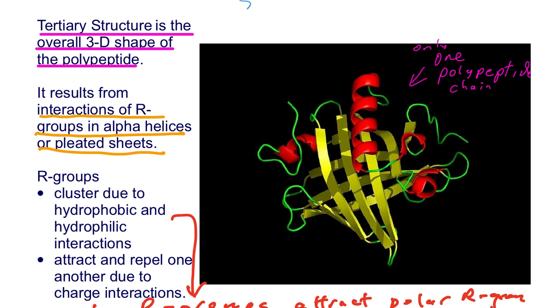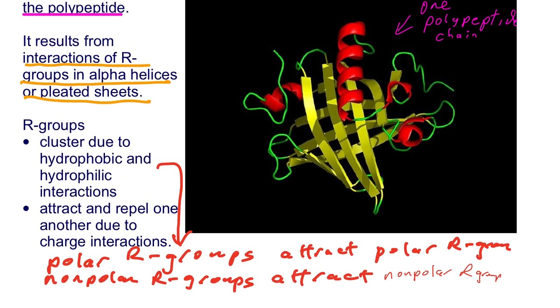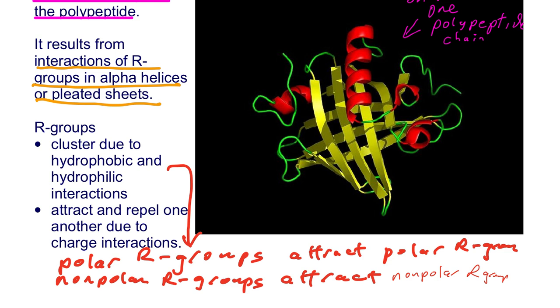Tertiary structure of a protein is when the R groups of the amino acids react with each other. It could be polar bonds, hydrogen bonds between the R groups, or it just could be a non-polar R group getting attracted to another non-polar R group. But the important thing is the interactions of R groups in the alpha helix or the pleated sheet.